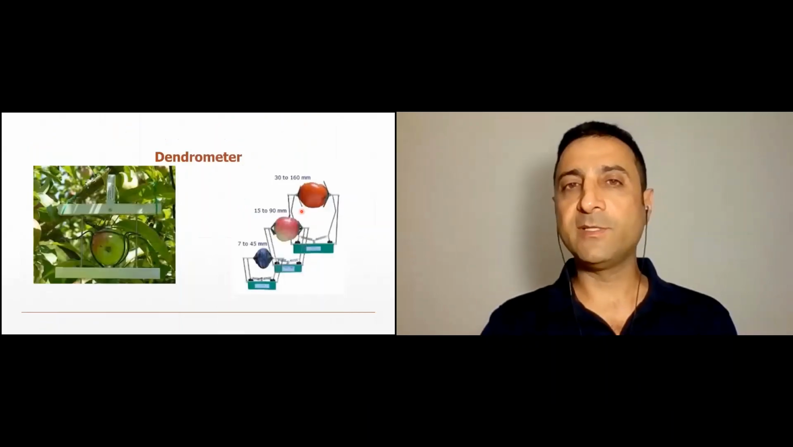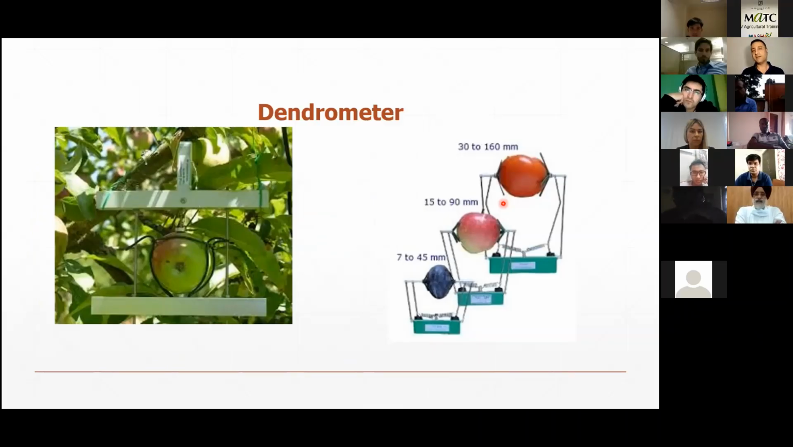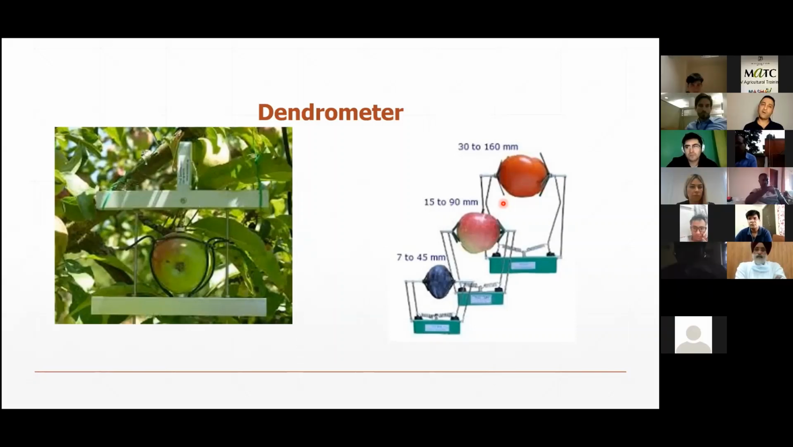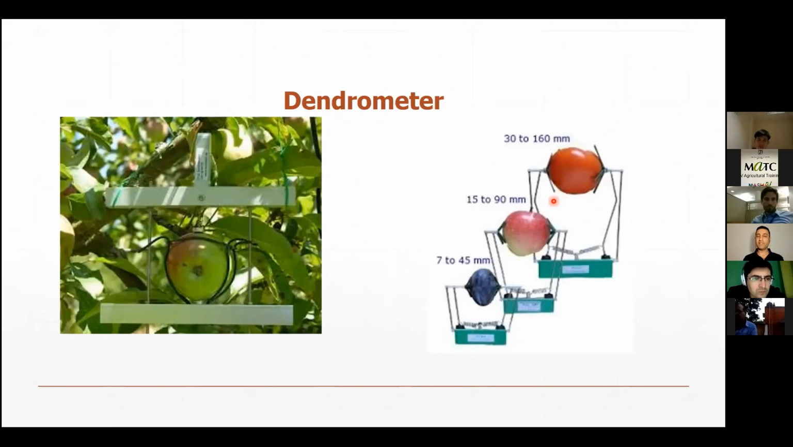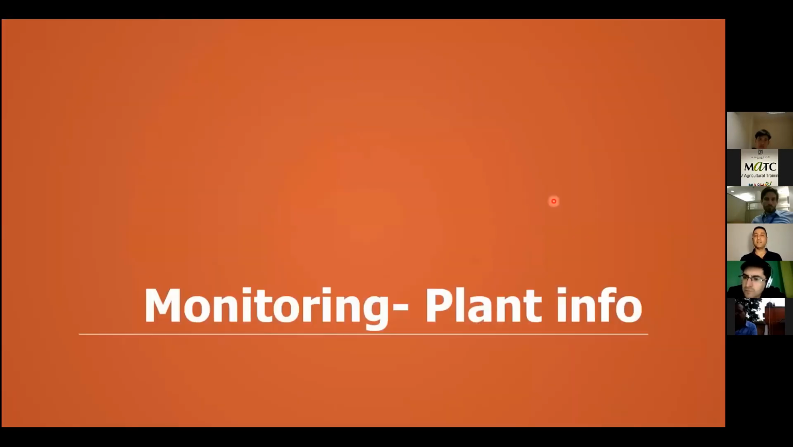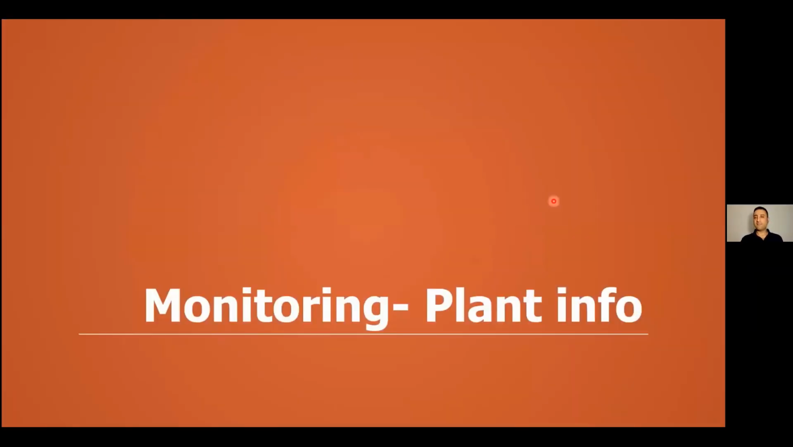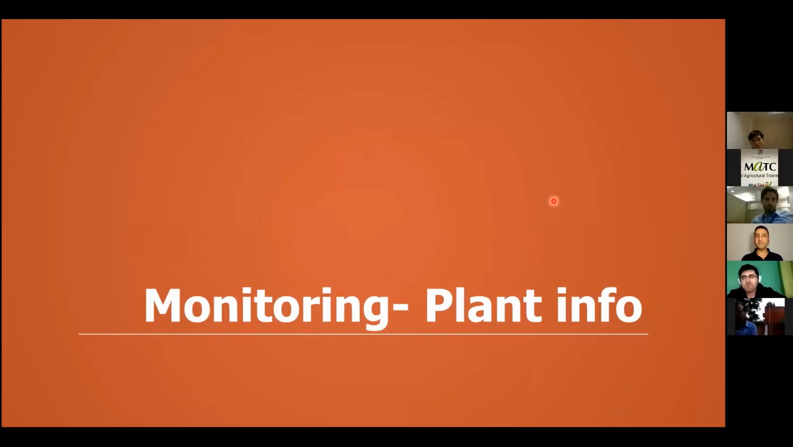Another use for the dendrometer is that we can determine the fruit size. So from far away, I can know what the fruit size is, how much its growth is, at what rate it is growing, whether it grows faster than other plots or slower than other plots. These are several elements that can be very useful and very helpful.